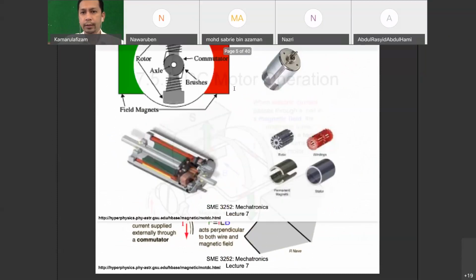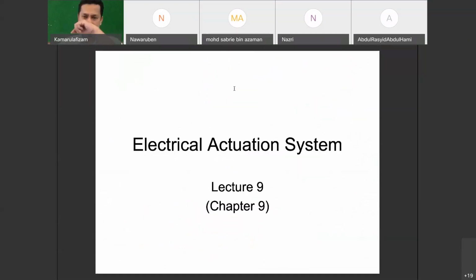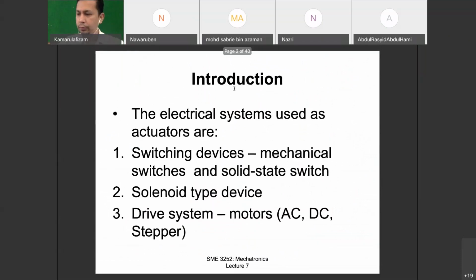Alright, so the last electrical actuation system. We will look at the motor. Just previously, let me recap a bit: we looked at the mechanical switch and the solid state switch. For mechanical switches, we have a typical switch and relays. For solid state, we have diode, triac, thyristor, MOSFET, basically transistor.